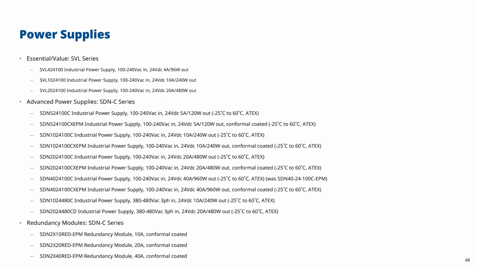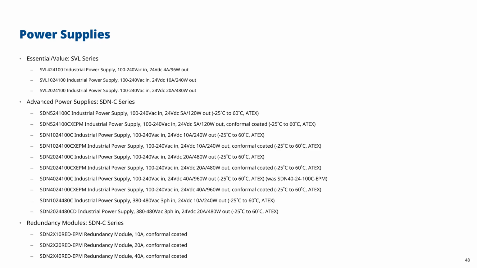And here's the range of power supplies. We've got our essential or value SVL. So these are mains to 24 volt DC in the range of 4, 10 and 20 amps. We've got the advanced SDNC range. So they're available with or without conformal coating. And again, mains to 24 volt DC. And these are available as 5, 10, 20, 40 amps. There's also 3-phase versions in the 10 and 20 amp version as well.